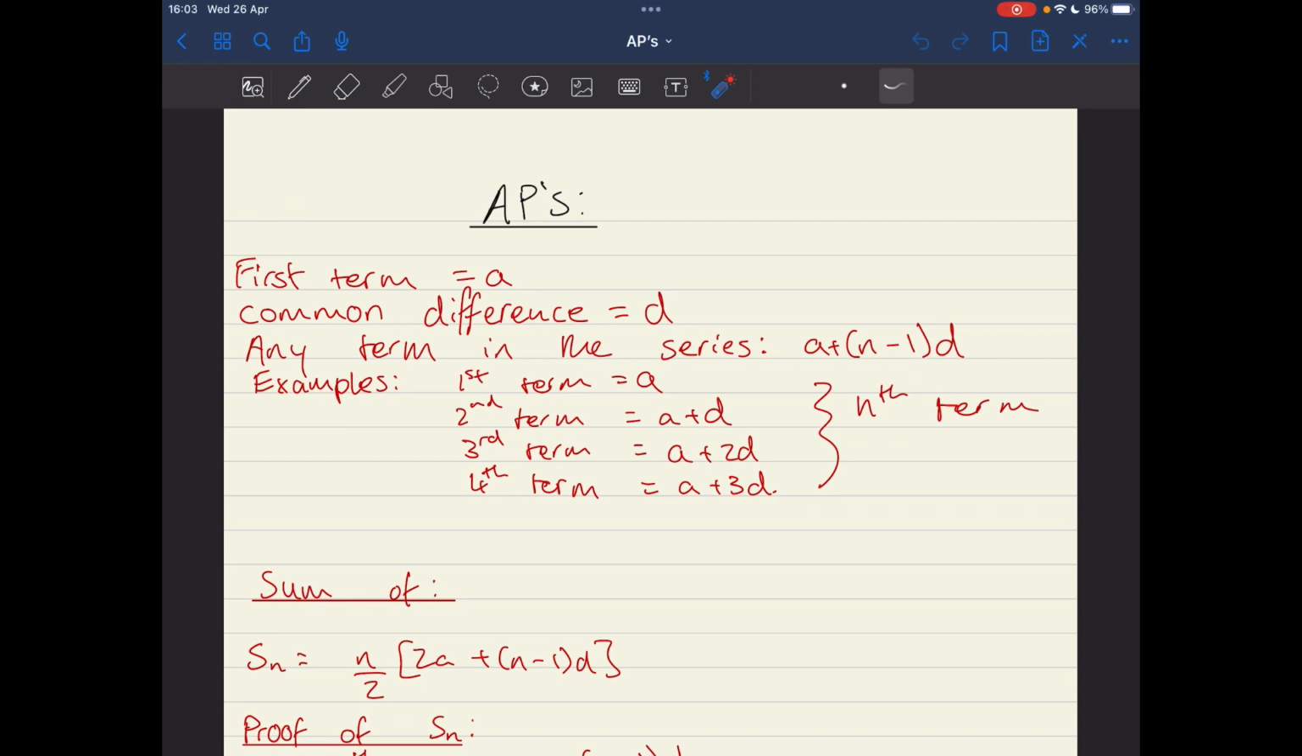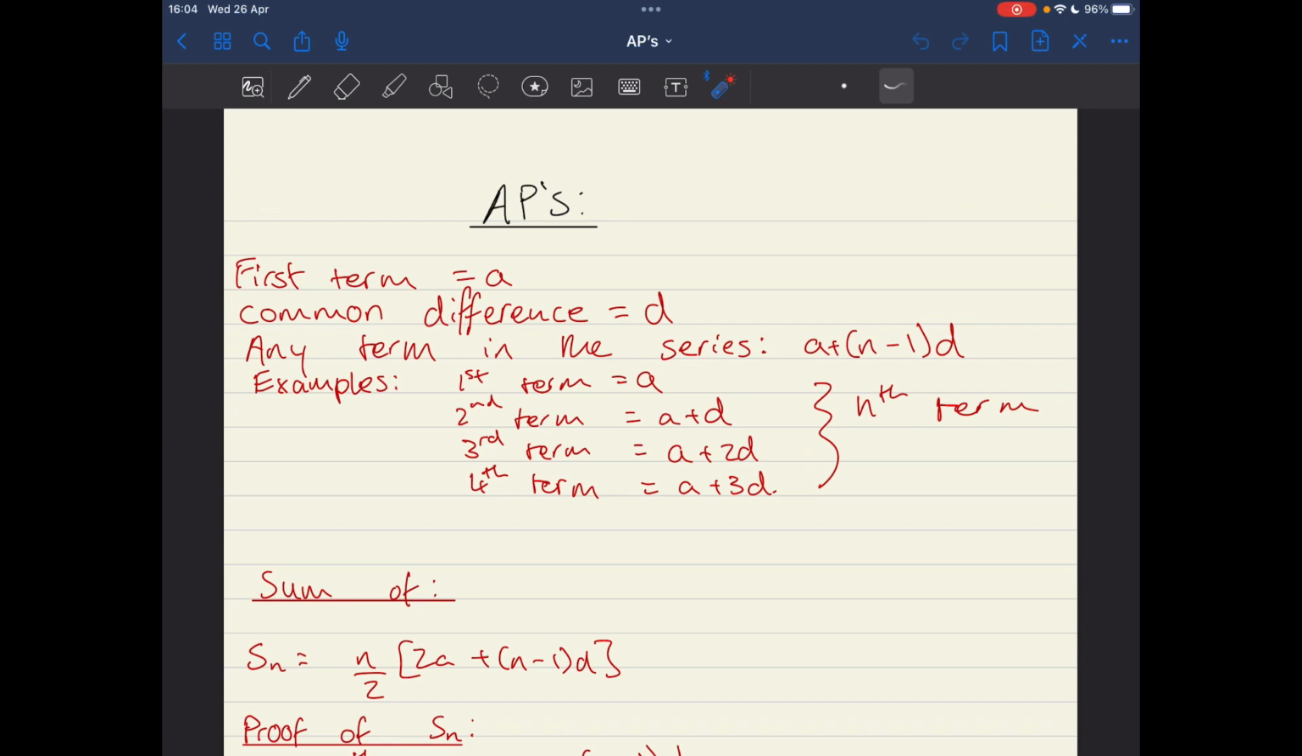So examples. The first term is literally just given as a, as it says here, first term. The second term is a plus d. The third term, this would be n minus 1 here, so we've gone 3 minus 1, which is 2, and that's why you get 2d. And then the fourth term is just a plus 3d. Yep, so they're the nth terms.